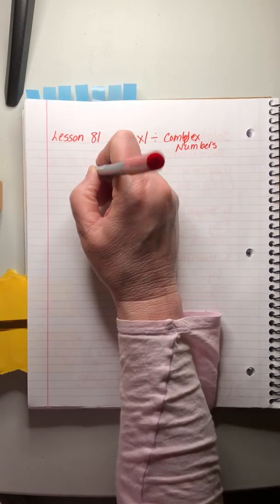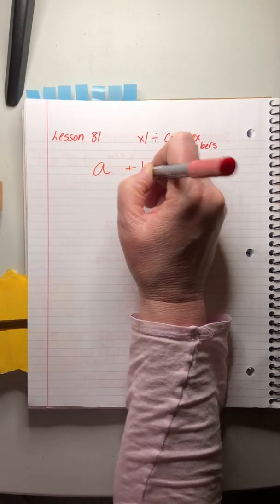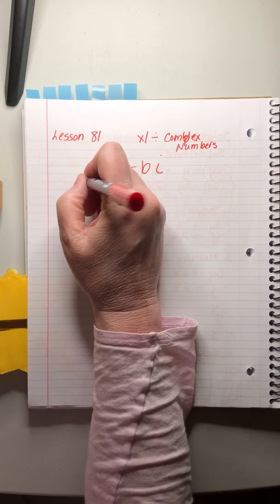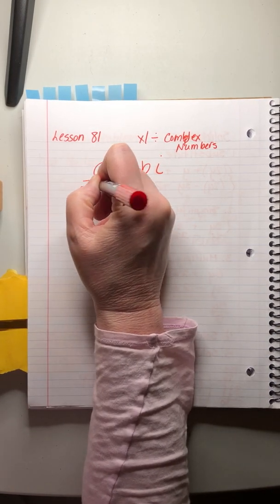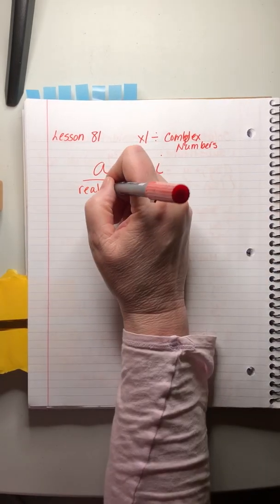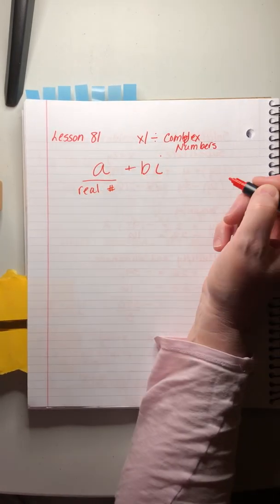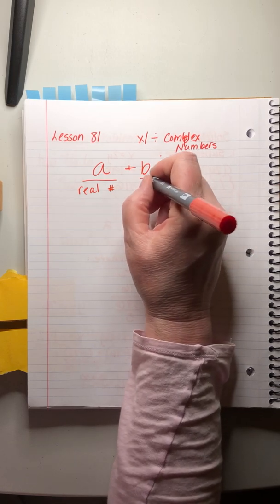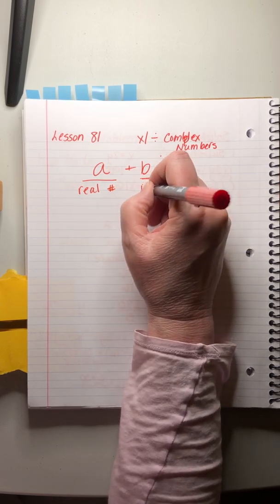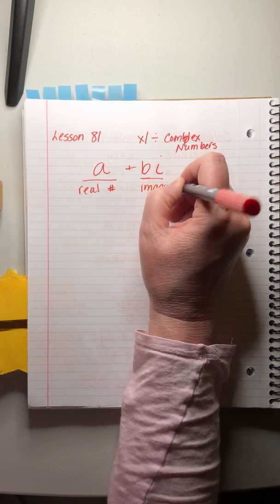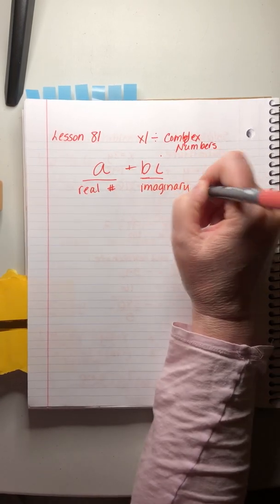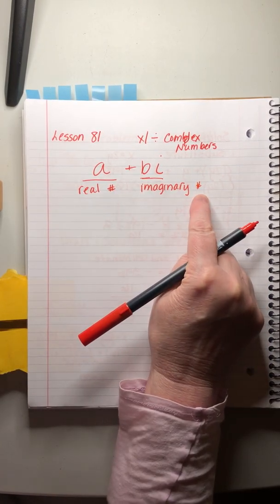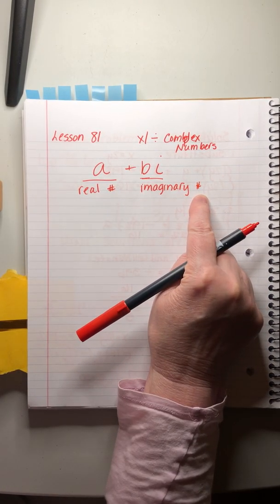Complex numbers always take the shape of a plus bi. This part is the real number. It's just an ordinary number. There's nothing fancy about that. The b itself is a regular number, but the bi part we call the imaginary number. Remember, before this meant hashtag, it meant number. So play along with me on that.